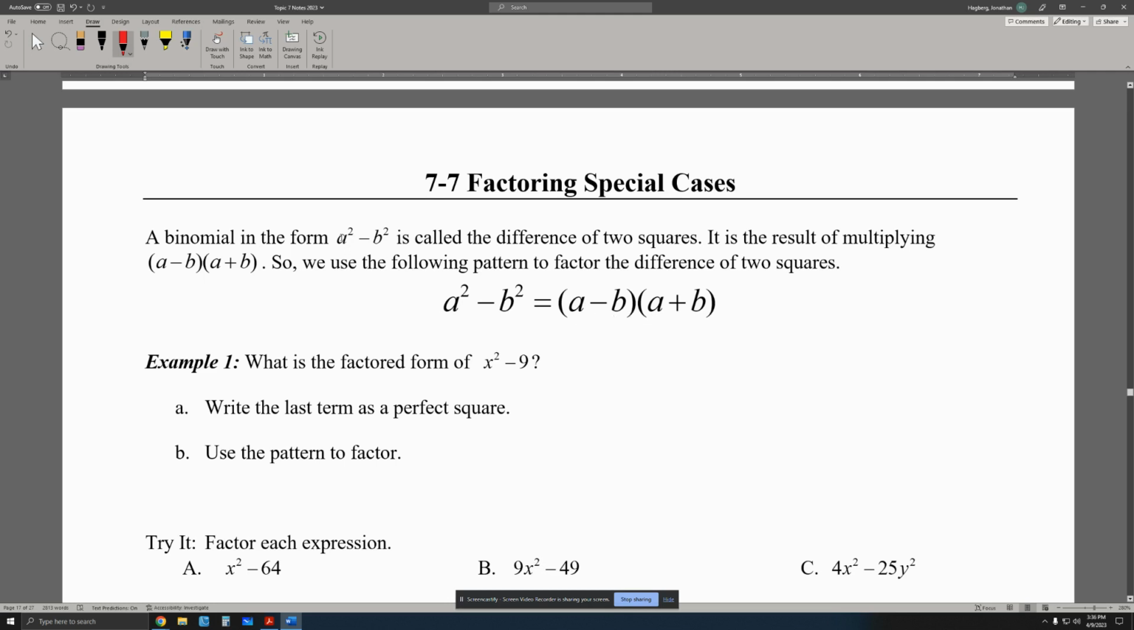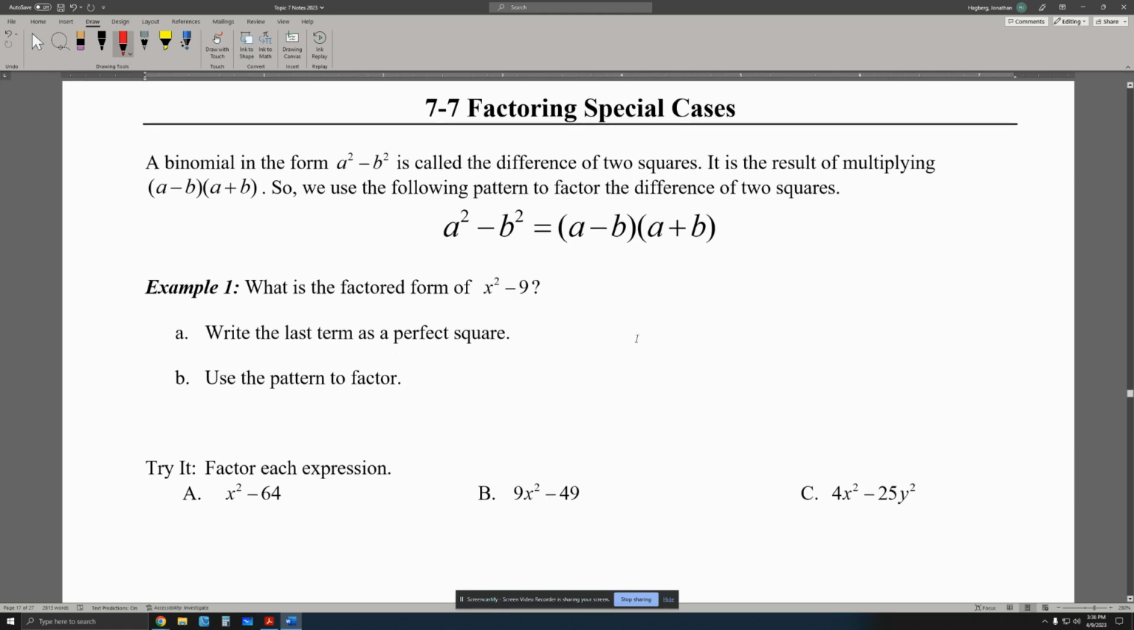We call this a difference of squares because a squared is a perfect square and b squared is a perfect square, and we're taking the difference of these two. So we call it a difference of two squares. So we can use this general form for factorization whenever we have a difference of two perfect squares.